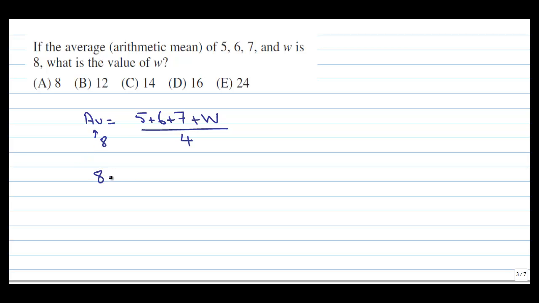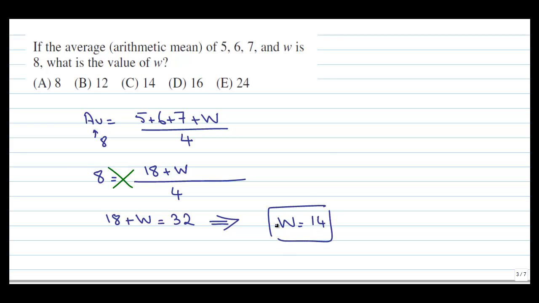So very simple, just cross multiply. Or simply you can multiply both sides here by 4 to eliminate the denominator. So you can do it either way and simplify a little bit. Here I'm going to cross multiply. So 18 plus W equals 8 times 4, which is 32. Yes, and then you find W, which is 32 minus 18, and that would be 14. So the answer here you can see is C.